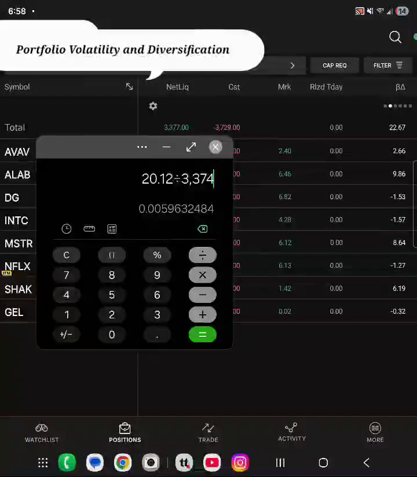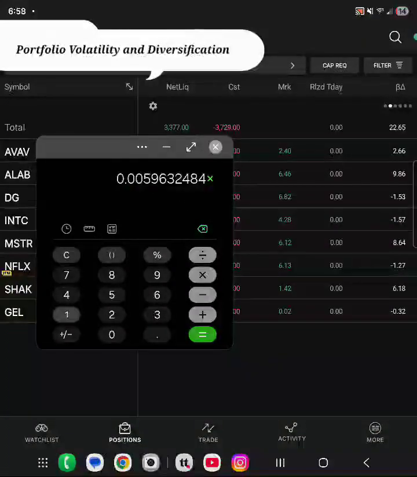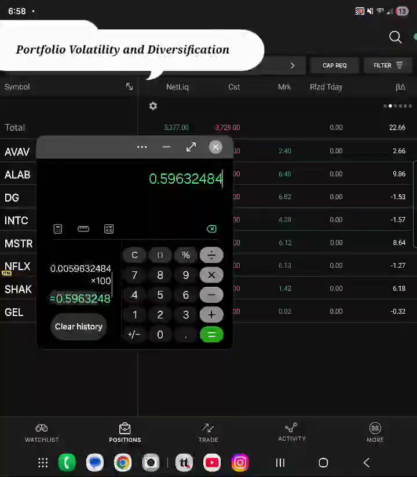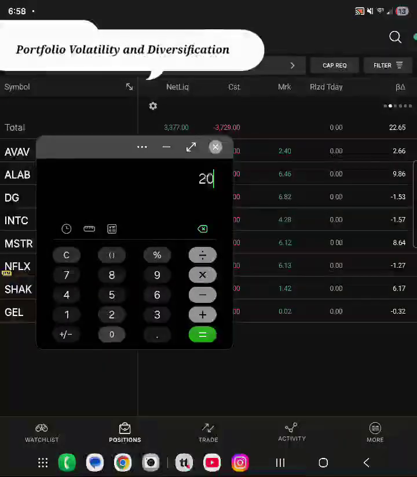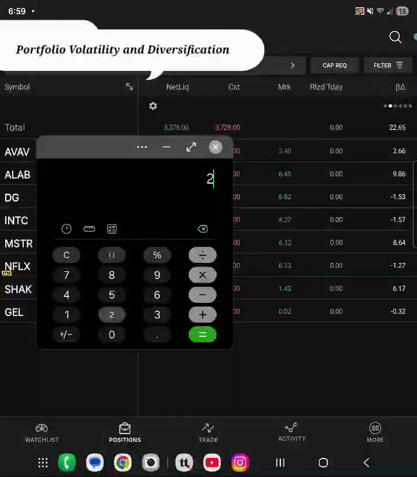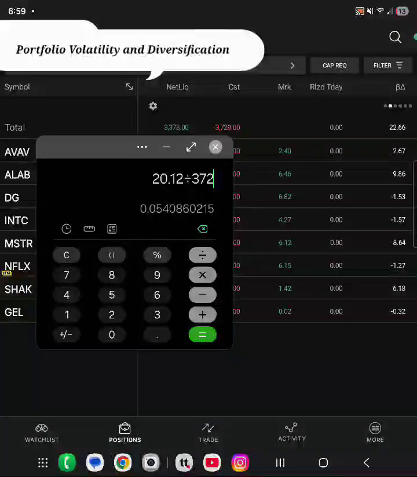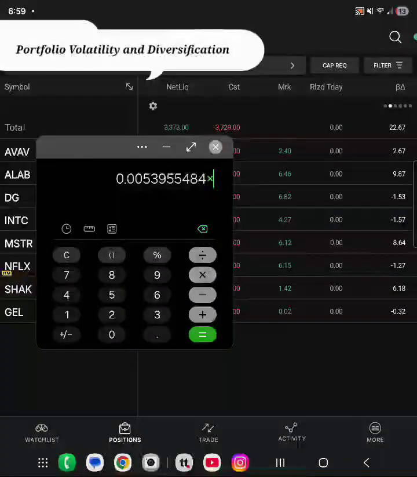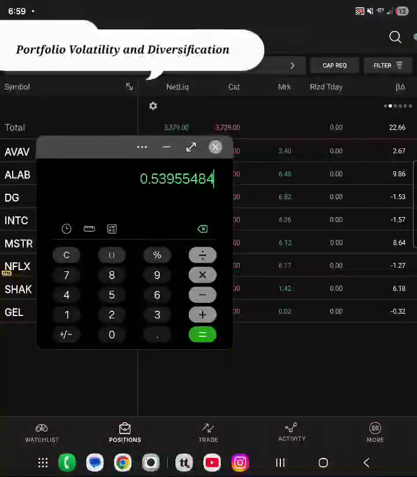So 33.74. So it's moved 0.596%. That's how much my portfolio has moved today. And let's do it per the cost of all these trades. 20.12 divided by 3729. Just multiply it by 100 to get the percent. Okay, 0.539%.